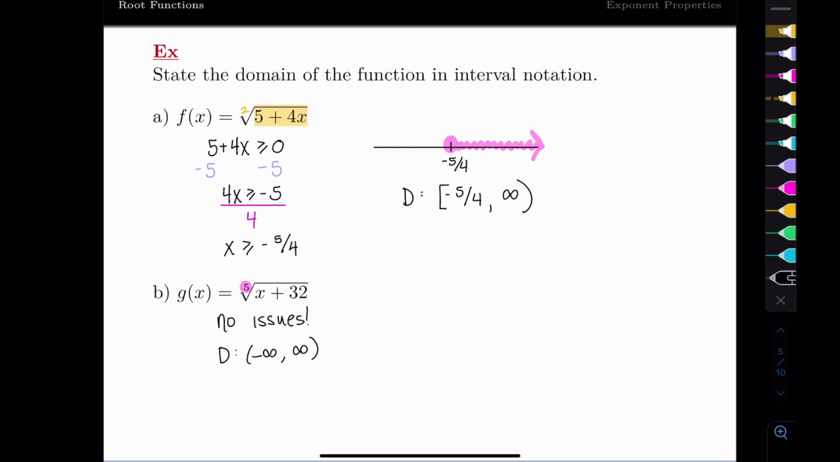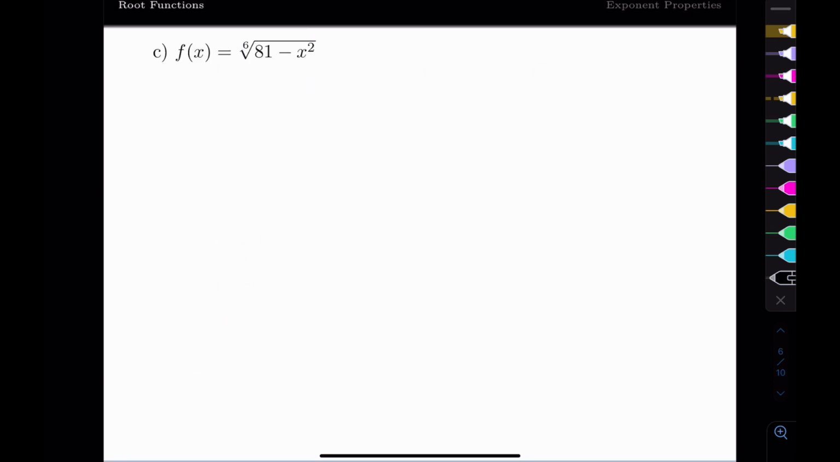Okay. Our next one we're going to make a little complicated because we really have two functions within each other. We've got this 6th root, but we also don't have just an expression involving x. We have x squared underneath here. But again, because it's an even root, I'm concerned with this expression underneath. We need 81 minus x squared to be greater than or equal to 0.